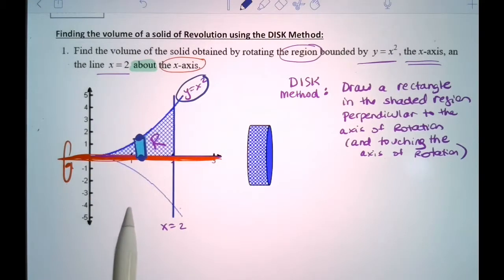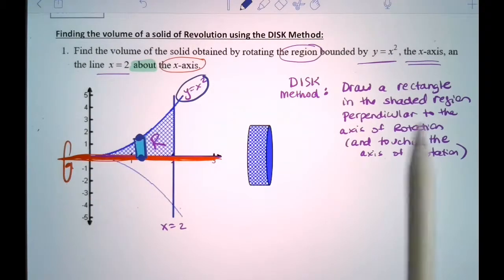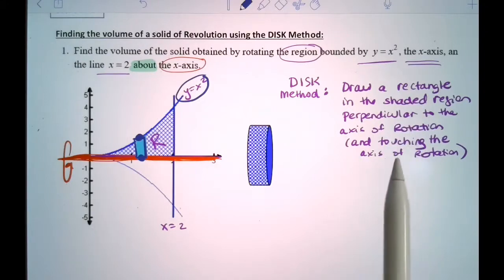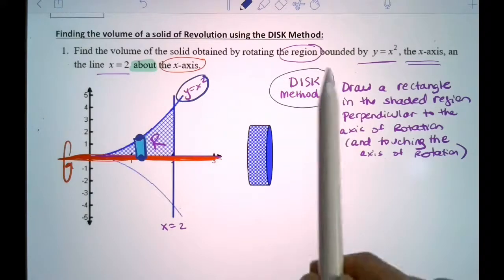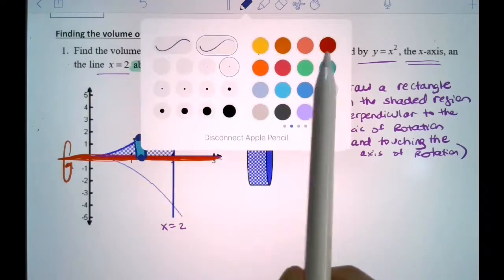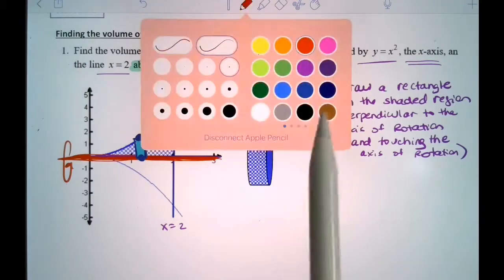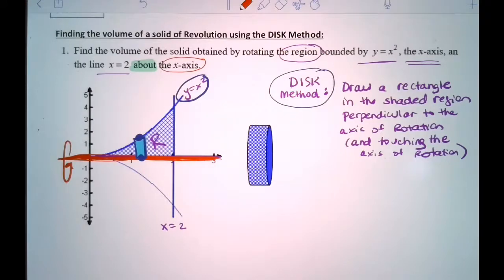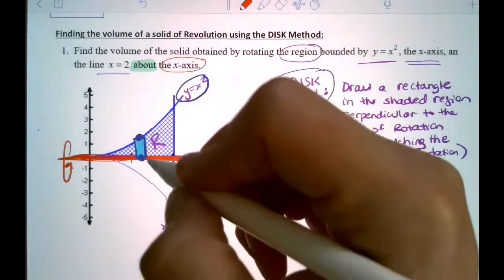That's great, and you're looking for consistency here. If you can draw a rectangle in the shaded region perpendicular to the axis of rotation, and it's touching the axis of rotation the entire time, then that's how you know you are in the disk method. That's going to be your best method to employ. So what I have over here, this weird image, is just trying to be clear about what you just created. This is imagining that rectangle spinning around the x-axis.